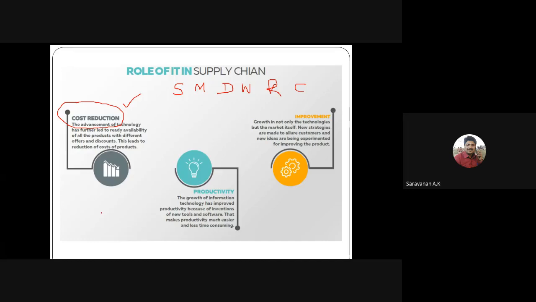So the end beneficial term will be the end customers, right? Either the product or a service has to pass between the stages, right? So there is a business involved in every stage. So it is the basic structure of supply chain management, right?